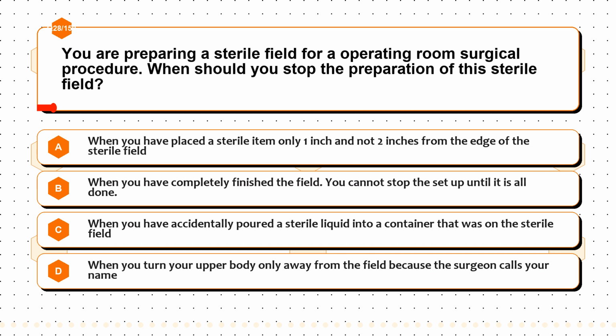Question 28. You are preparing a sterile field for an operating room surgical procedure. When should you stop the preparation of this sterile field? Here are the options. Option A. When you have placed a sterile item only 1 inch and not 2 inches from the edge of the sterile field. Option B. When you have completely finished the field. You cannot stop the setup until it is all done. Option C. When you have accidentally poured a sterile liquid into a container that was on the sterile field. Option D. When you turn your upper body only away from the field because the surgeon calls your name.